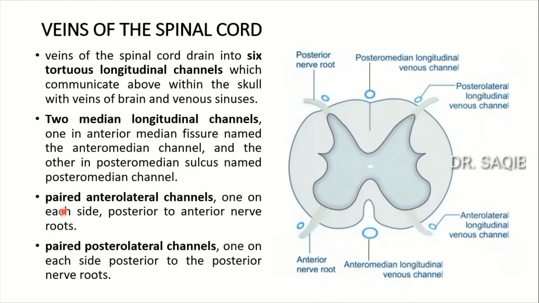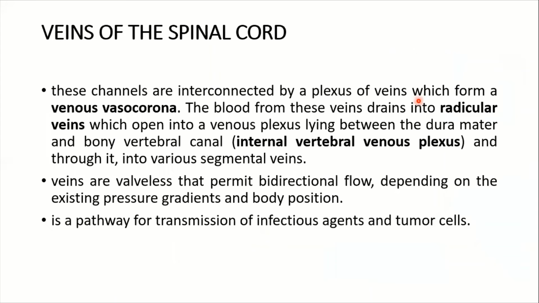And the paired anterolateral channels. These are the anterolateral longitudinal venous channels, right? They lie posterior to the anterior nerve roots, right? There the anterior nerve roots would be entering, and they lie posterior to that. Then the paired posterolateral channels. Here, these are the posterolateral channels, one on each side, posterior to the posterior nerve roots. Here, these are the posterior nerve roots, and they lie posterior to that.